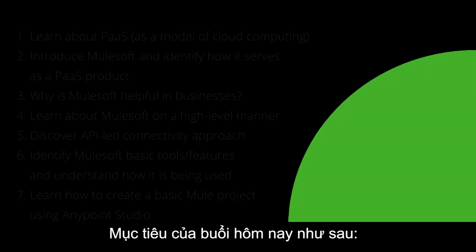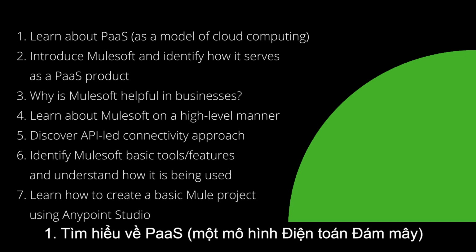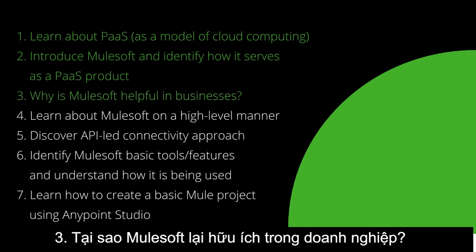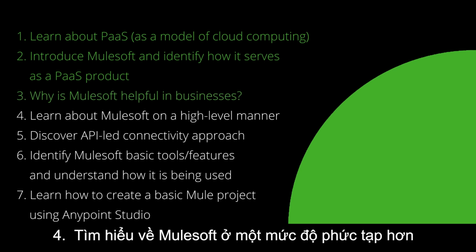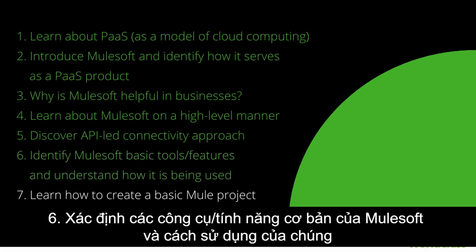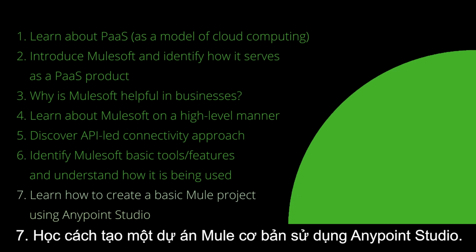and MuleSoft. Today's objectives include the following. 1. Learn about PaaS as a model of cloud computing. Number 2. Introduce MuleSoft and identify how it serves as a PaaS product. Number 3. Why is MuleSoft helpful in businesses? Number 4. Learn about MuleSoft on a high-level manner. Number 5. Discover API-led connectivity approach. Number 6. Identify MuleSoft basic tools and features and understand how it is being used. And number 7. Learn how to create a basic Mule project.